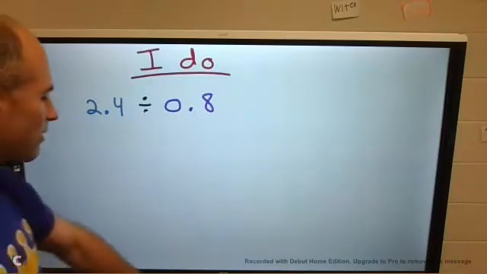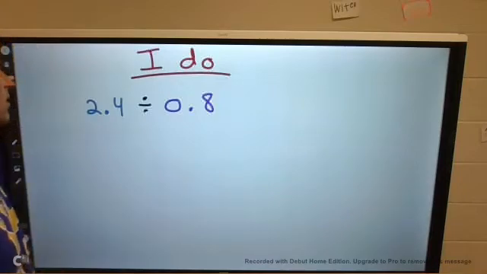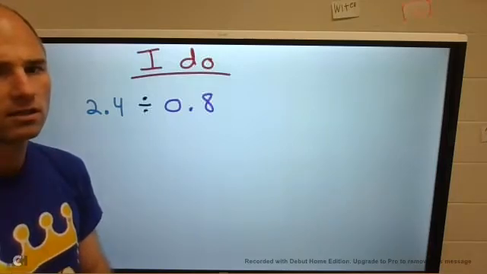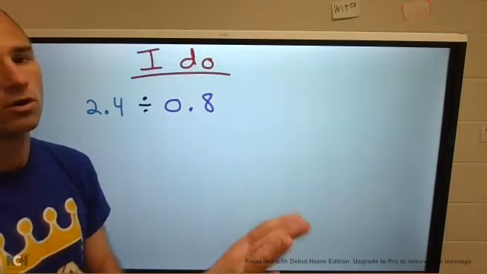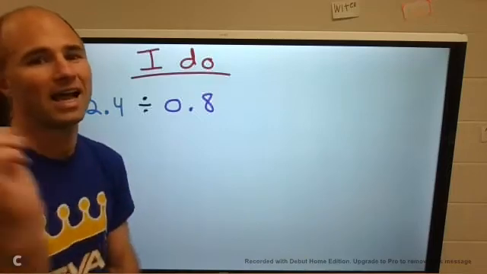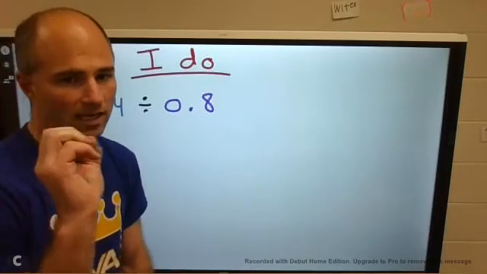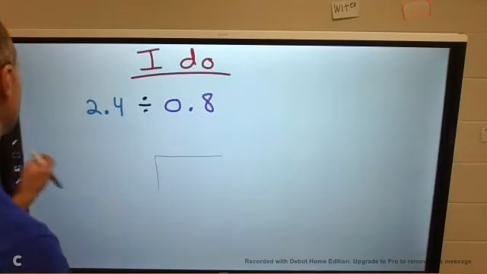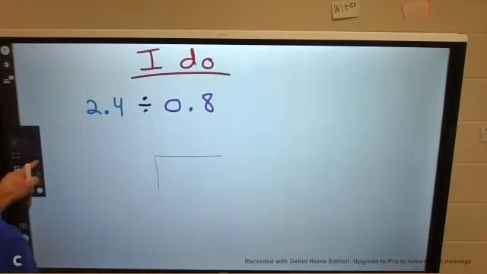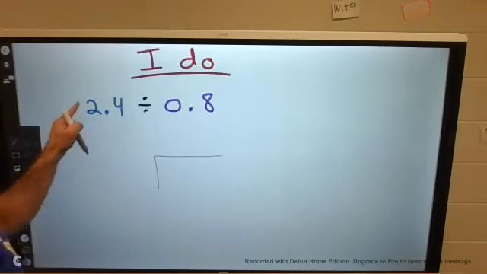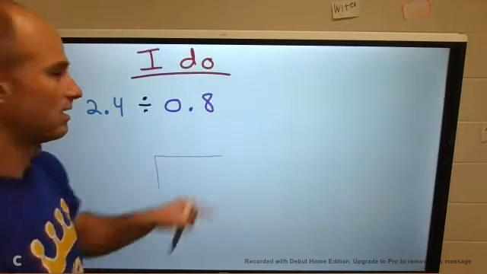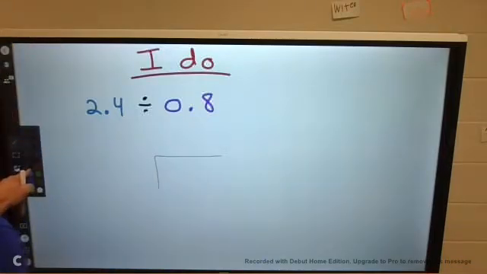Okay, so here's how we're gonna do this. Mr. Brislin, do I need to change this into a fraction? No. I'm gonna make it easier than that even. So here we are. We're going to use our long division to help solve this problem. So we're doing 2 4/10 divided by 8/10. So let's set this up.